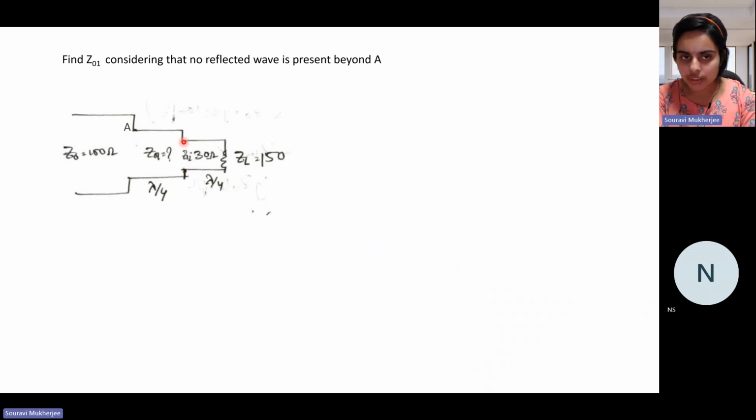What do we want to find? We want to find the Z in, or the incident impedance, in this section. And that incident impedance will serve as a load for this part of the circuit. So you want to find Z in. You know Z naught, you know ZL, and you know the length is given as lambda by 4. So can you find the Z in for this part of your circuit?